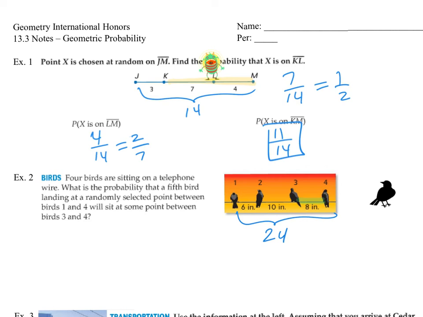So here comes a bird. He's flying around. He's going to land somewhere on this wire between birds 1 and 4. What is the probability that he lands right here between birds 3 and 4? That would be the ratio of 8, which is the distance between birds 3 and 4, to 24, which is the total distance between all 4 birds. And of course, that reduces to 1/3.